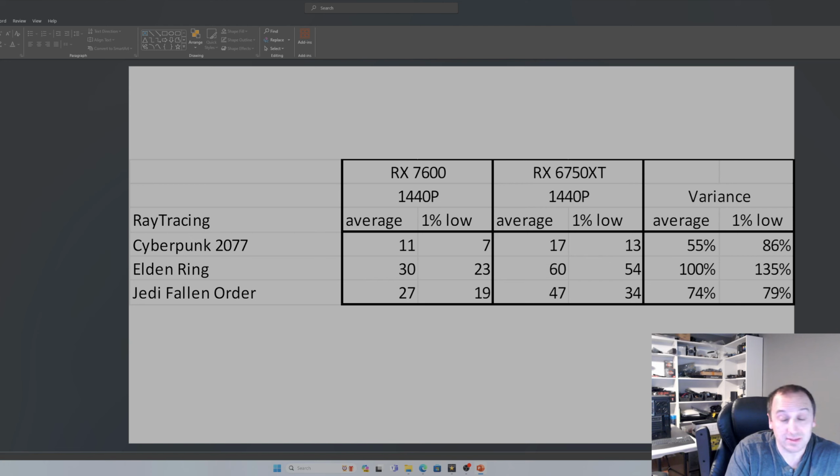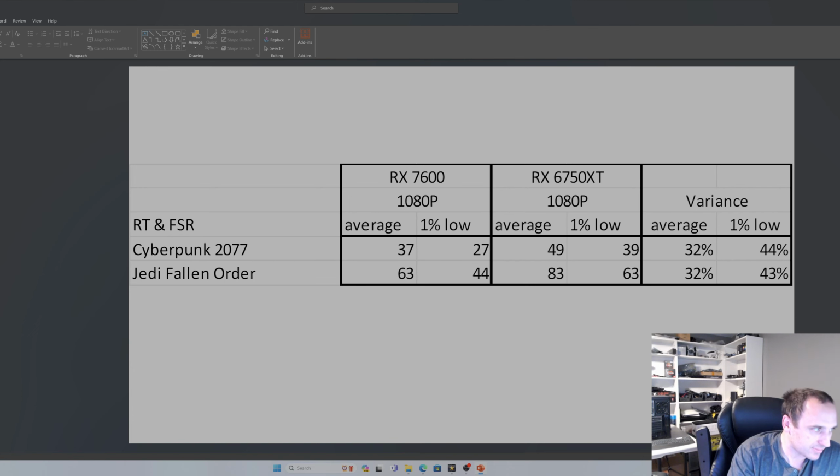And then if you decide, and the games that I tested kind of got lower and lower as far as the options I had when I started trying to find ray tracing items and then ray tracing with FSR on. So the only two games I had with ray tracing and FSR included were Cyberpunk 2077 and Jedi Fallen Order. And at 1080p, as you can see, the 6750 XT performs, again, considerably better than the 7600.